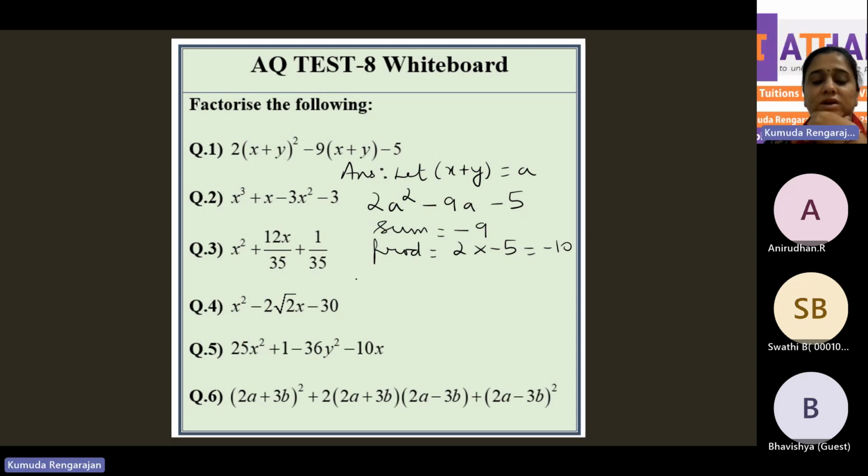What are the two factors? What are the two numbers? After replacing A or before replacing with A? No, here, after this step, the product is minus 10. So it's minus 9 and 2A. Minus 10 and plus 1. Very good. Minus 10 and plus 1. Now, what are the factors? Before substituting, what are the factors? 2A plus 1 into A minus 5, ma'am.